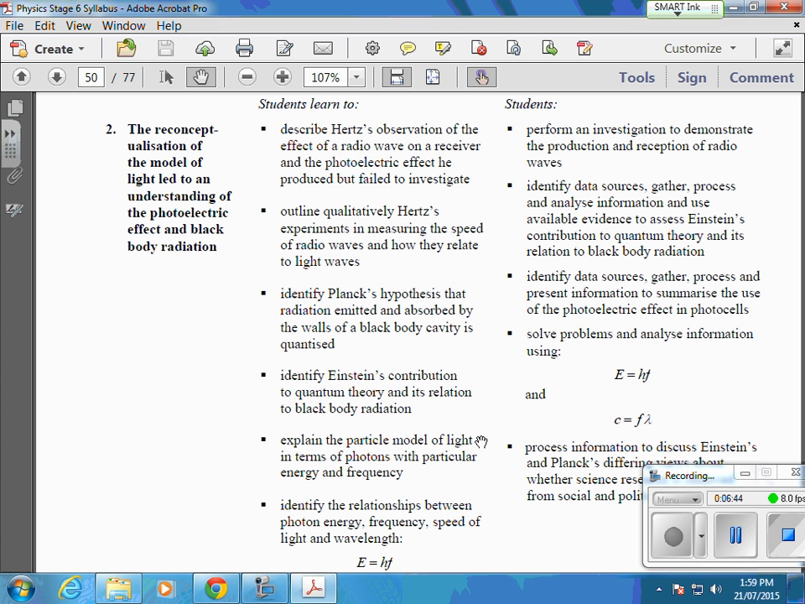Now, this is talking about light, and we're following the model of light to look at the idea of the photoelectric effect. Now, you might not recognise that: black body radiation. So we do need to look at that, but the photoelectric effect is actually solar cells. So we look at how we went from an idea of light to solar cells.